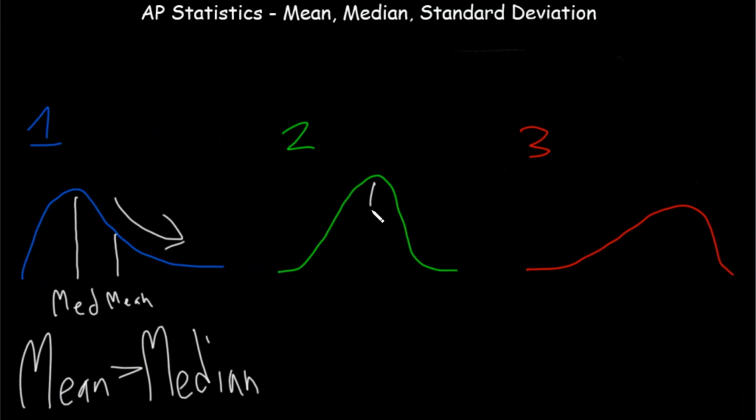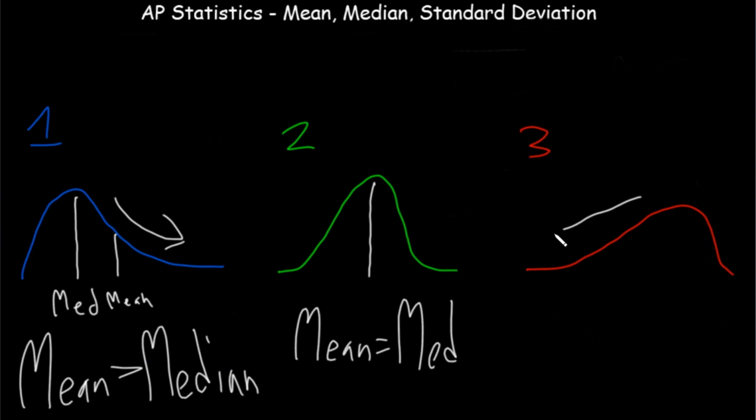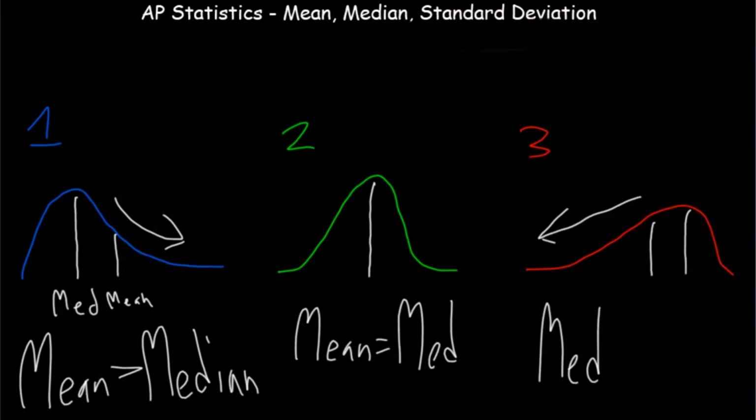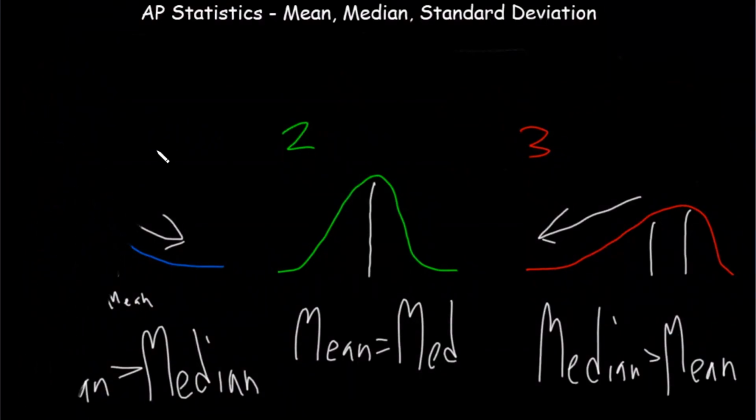Now in case number 2, our mean and median are going to be on this line, smack in the middle. Here our mean would simply be equal to the median. And in case number 3, because we're skewed to the left, our median would be probably around there, and our mean would be probably around here. So our median would be greater than the mean. That's basically the relationship between the mean and median in these types of distributions. Now let's actually figure out how to calculate the median.